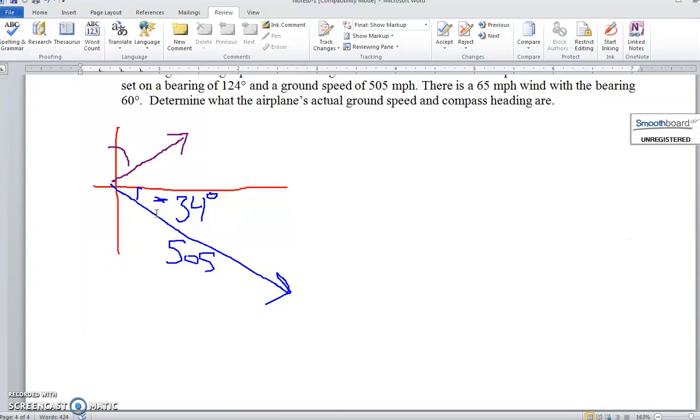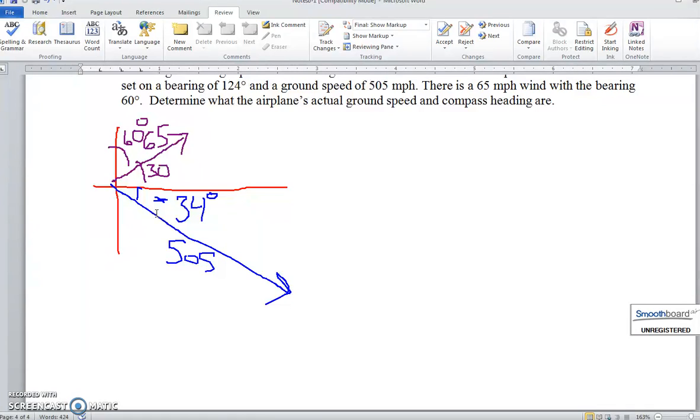This was 60 right there, which means the math angle that I would need to use is 30 right there, right? You have to add up to 90. And the length here was 65. So that 65 is the length of the arrow. Try to keep all of that together if you can.